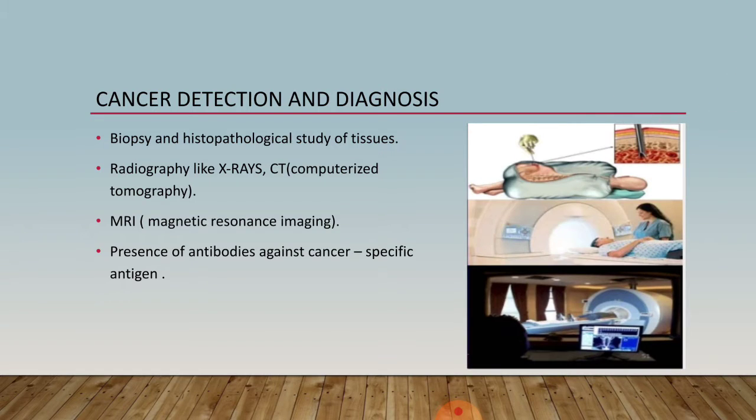Now, how can we detect and diagnose cancer? Cancer detection and diagnosis is done by biopsy and histopathological study of tissue. Second, by radiography like X-rays we can detect cancer. By CT scan, the full form of CT is computerized tomography. And by MRI also we can detect cancer. MRI full form is magnetic resonance imaging. Fourth point, the presence of antibodies against cancer-specific antigens.